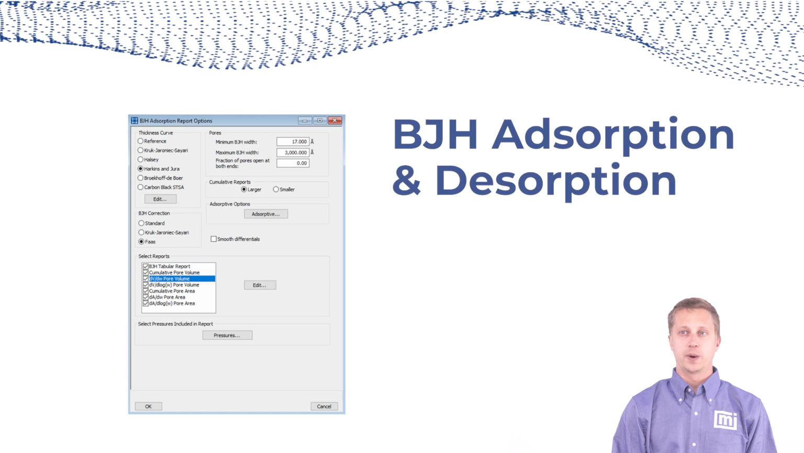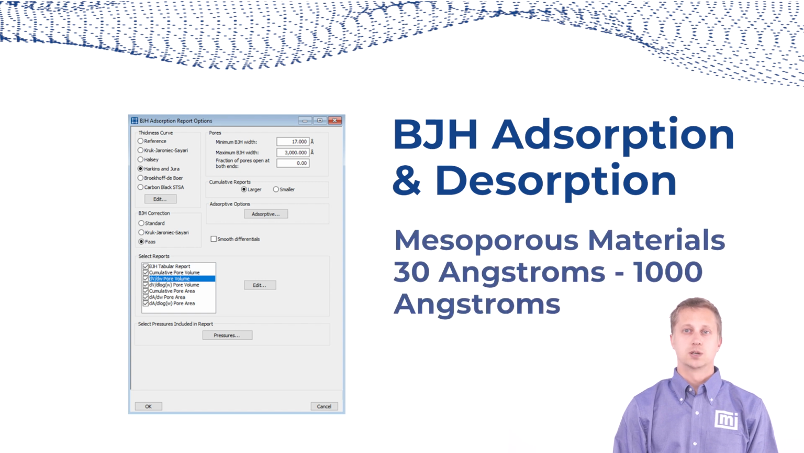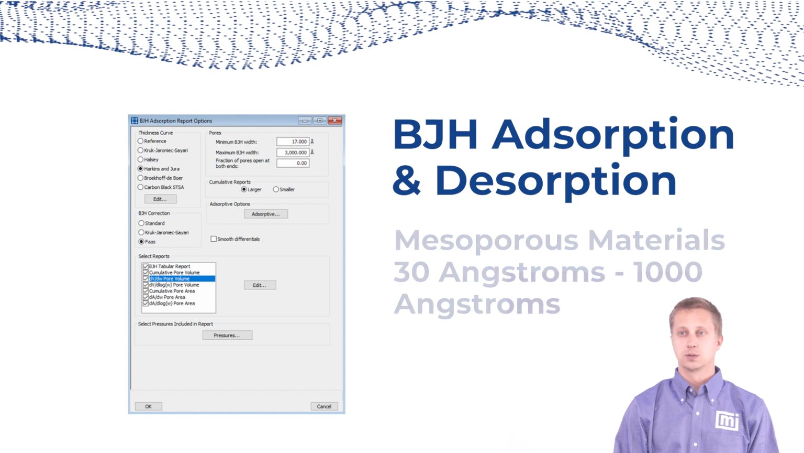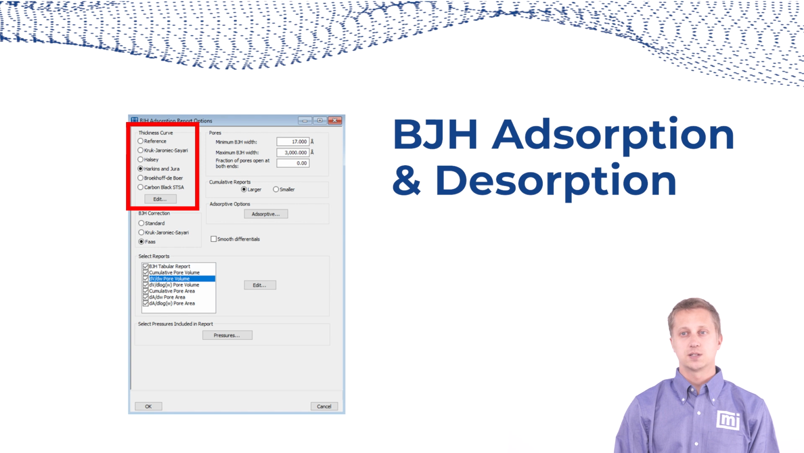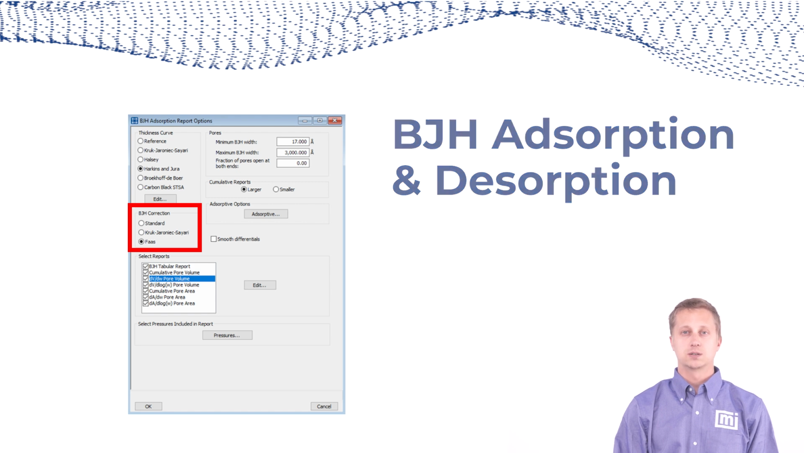The next report we'll talk about is the BJH adsorption/desorption. This report is most often used to determine the pore size distribution of mesoporous materials. It works very well for pores between about 30 angstroms up to a maximum of 1,000 angstroms. Once again, you will select the thickness curve. This is the exact same one that we talked about for the T-plot method, and the same rules apply for selecting the appropriate thickness curve. You'll also select a BJH correction factor, choosing between Faas and Kruk-Jaroniec-Sayari.